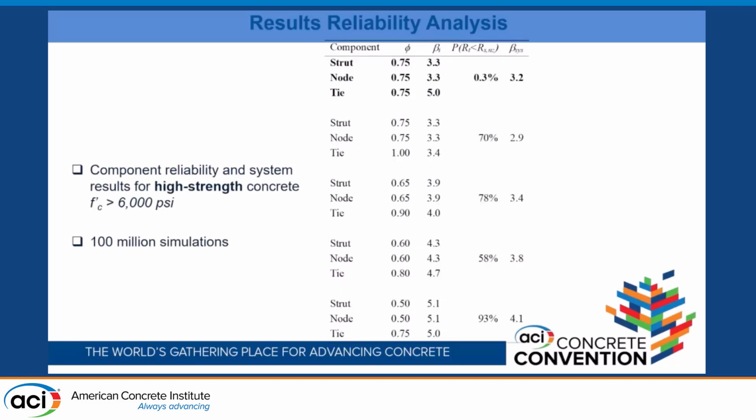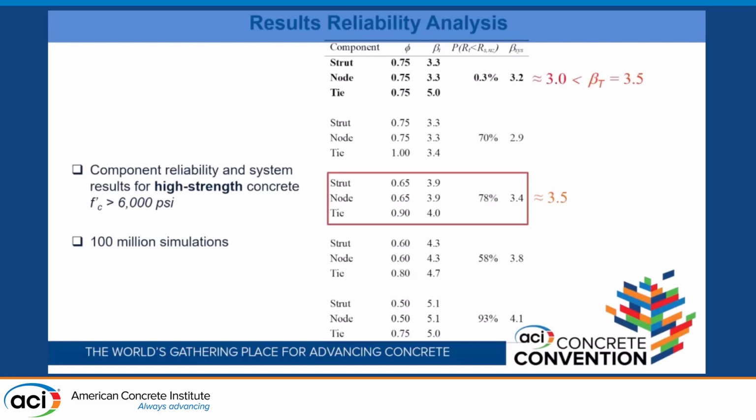For high strength concrete, the system reliability is just 3.2 in current practice, and the probability of a failure mode that is ductile is also fairly low, just 0.3%. And with the modification that we want to propose, the reliability again goes up a little bit, but the likelihood of a ductile failure mode increases dramatically.